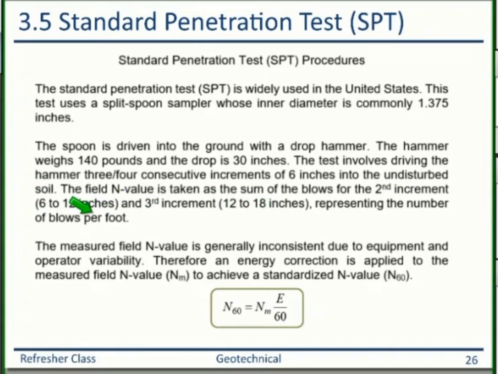Field measured N values are subject to error pertaining to the equipment, rig, and the operator. Therefore, you need to apply the energy correction factor. Nm is the field measured N value. When you apply the energy correction factor, that is E divided by 60, it gives you the energy corrected N value. That energy correction could be, if your operator or your system is giving only 60% efficiency, then the energy correction factor will be 60%. If it is 70%, or 80%, and so on, this value will be given. But for your case, unless they tell you to apply the energy correction factor, do not apply it, right? You will take the field measured N value itself as your N value.